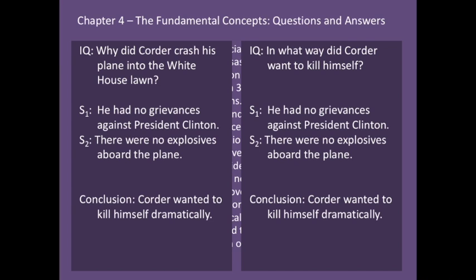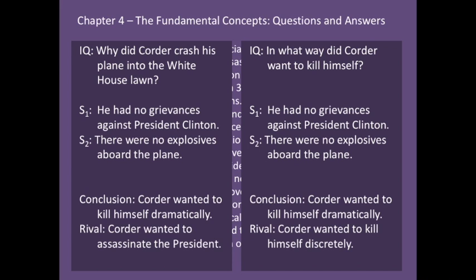There's one more ingredient or component that we can use to round out our interpretation of an argument to show that we understand it, and that is rival conclusions. So, for any given question, why did Corder crash his plane into the White House lawn? In what way did Corder want to kill himself? There are going to be several possible answers, and the purpose of an argument is to show which one of those answers is the best one.